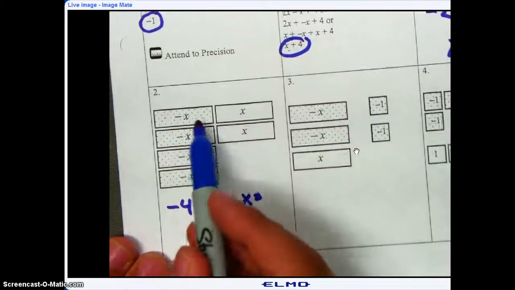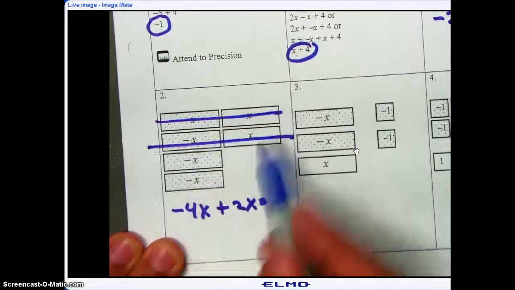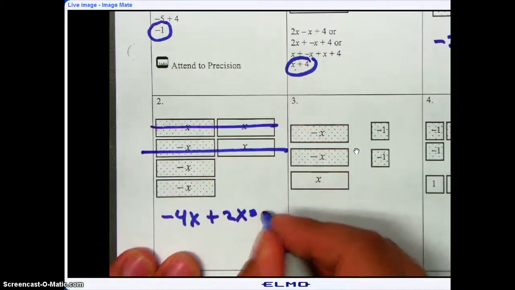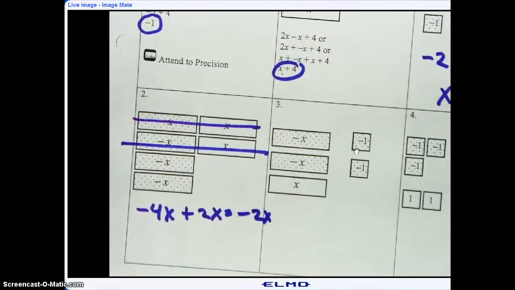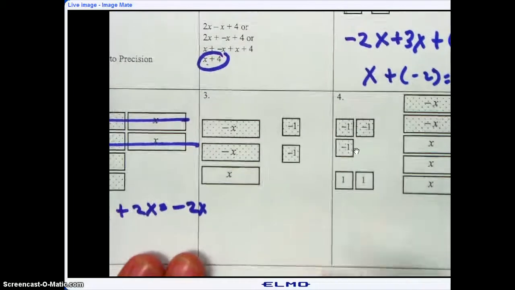We have any 0 pairs? 2. What's left? 2 minus negative 2. You have 2 negative x's. Negative 2x's. So that's right.